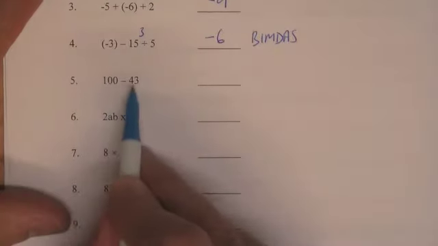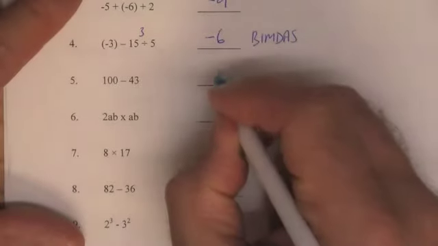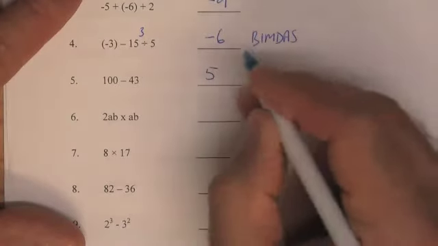Righto, 100 minus 43. Well, 100 minus 40 takes us to 60, and then take off the extra 3 takes us to 57.